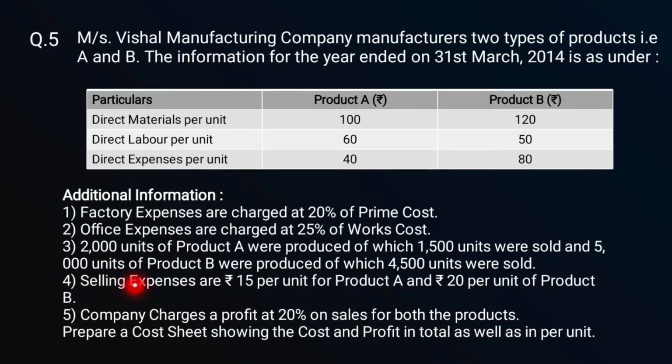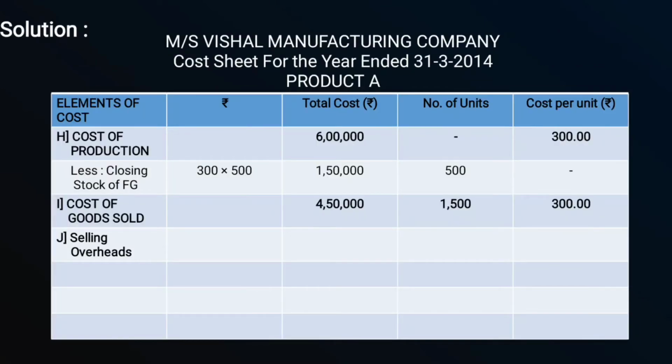Next, selling expenses are 15 per unit for product A. So selling overheads: 15 per unit into 1500 number of units. So the total cost of selling overheads will be 22,500. Number of units is 1500 and cost per unit is 15 per unit.